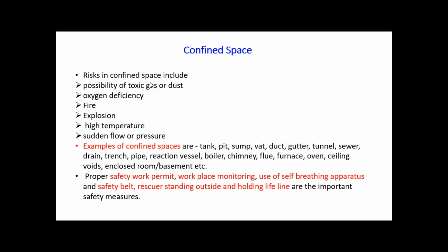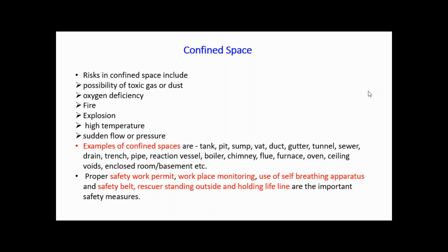So what are the risks involved in working in these confined spaces? The possibility of toxic gases or dust, oxygen-deficient atmosphere, fire, explosion, high temperature, sudden flow or pressure. Examples of these confined spaces are tanks, pit, sump, vat, duct, gutter, tunnel, sewer, drain, trench, pipe, reaction vessel, boiler, chimney, flue, furnace, oven, ceiling voids, enclosed room, basements, etc. So these are the different examples of confined spaces. A proper safety work permit, workplace monitoring systems, self-breathing operators, safety belt, safety harness systems, crawling boards, etc. should be used while doing these types of work in confined spaces.